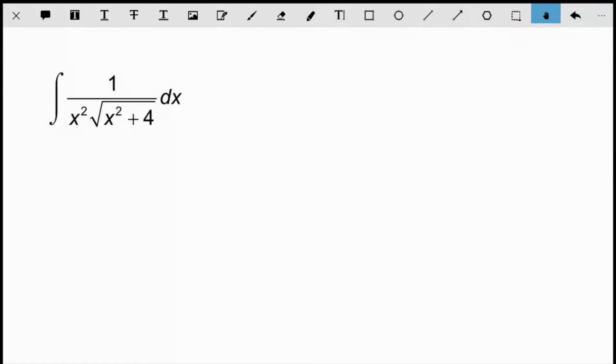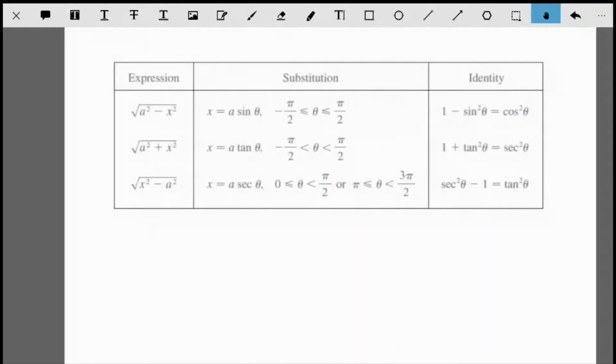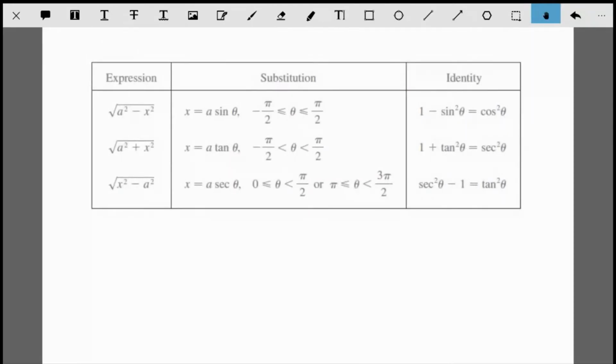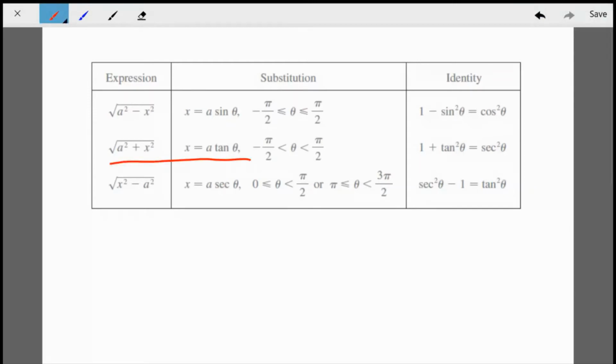On this next one, we have 1 over x squared times the square root of x squared plus 4. Looking at our substitutions, you can see that this one is actually going to use this form, the square root of a squared plus x squared. So that means we're going to do x is a tangent theta.